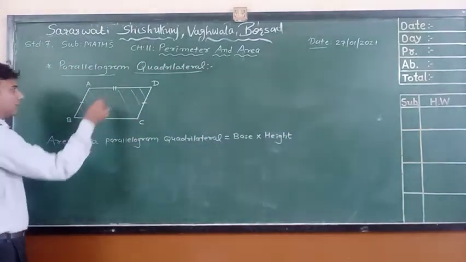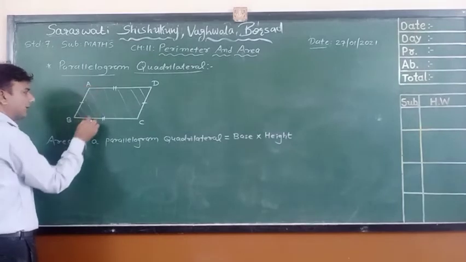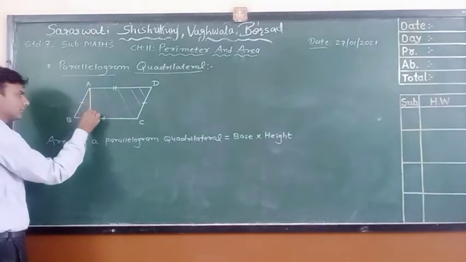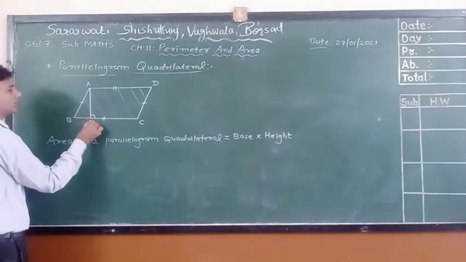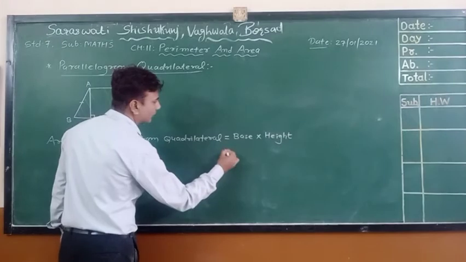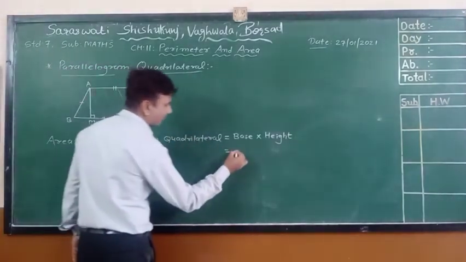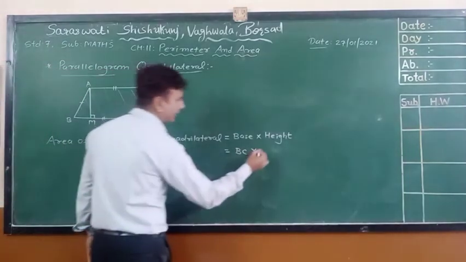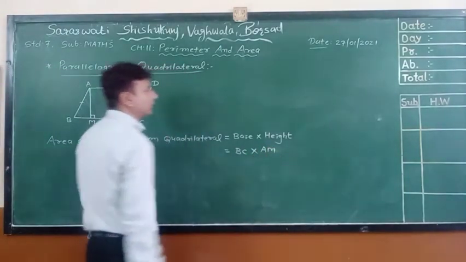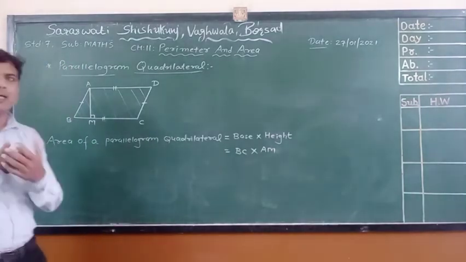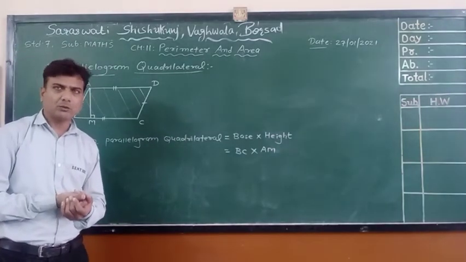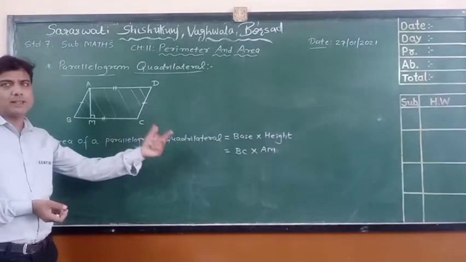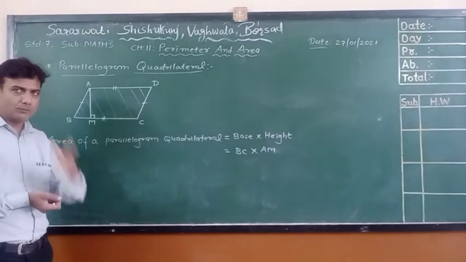See, in this parallelogram quadrilateral, if I draw one altitude on the corresponding line segment BC, so here we take the base as BC. And I will take here A. Yes. So this is the formula to find the area of a parallelogram quadrilateral. So area of a parallelogram quadrilateral is equal to base into height. This is an important formula.